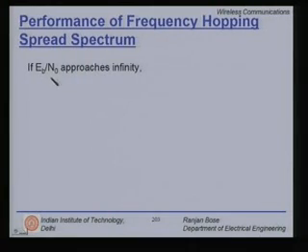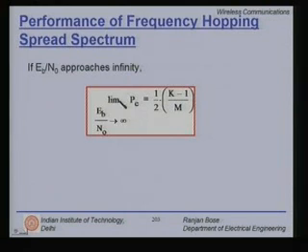If, on the other hand, Eb over N naught approaches infinity, the probability of error is given by half (k minus 1) over m.